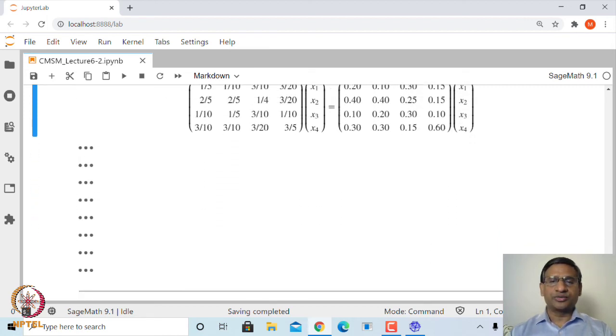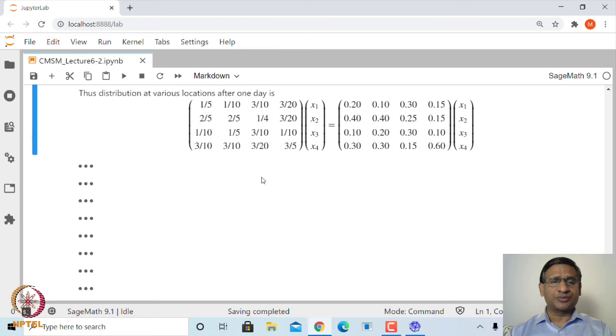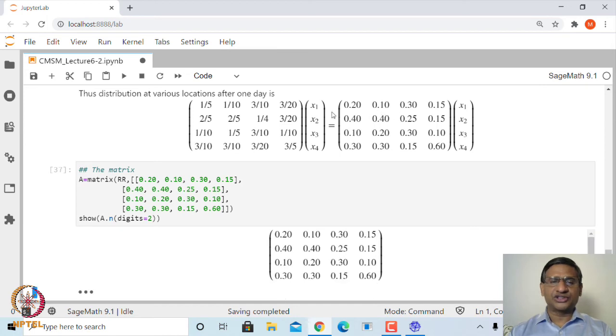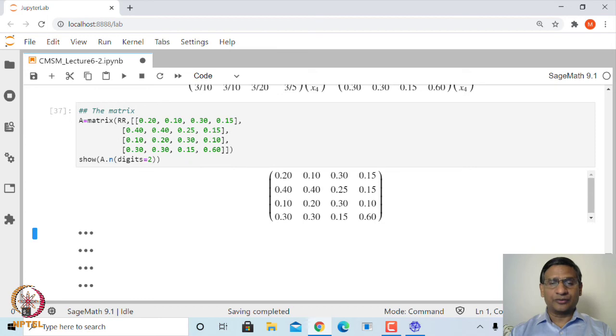So, let us see how we can solve this problem. Let us declare the matrix A as this matrix, whose first row is 0.2, 0.1, 0.3, 0.15 and so on. You can check that the sum of each column is equal to 1. In fact, in this case you can also show that if the sum of each column of a matrix is 1, then 1 will be an eigenvalue.